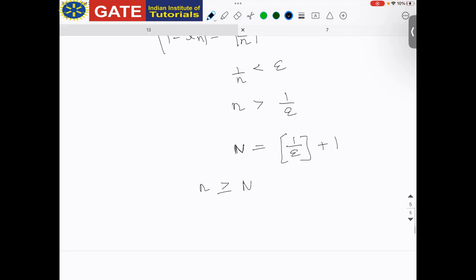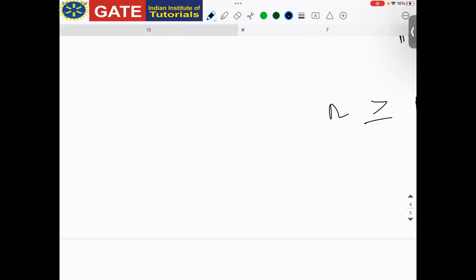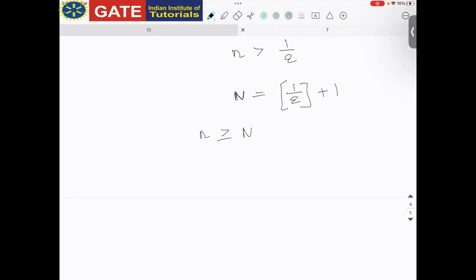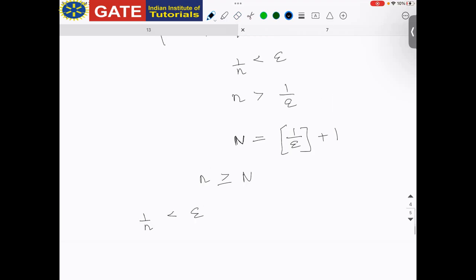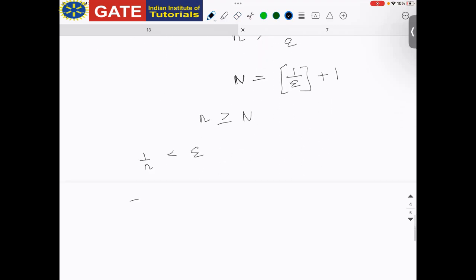what happens? Your 1 by n is lesser than epsilon. That means your modulus of 1 minus xn is lesser than epsilon for all n greater than equal to capital N.